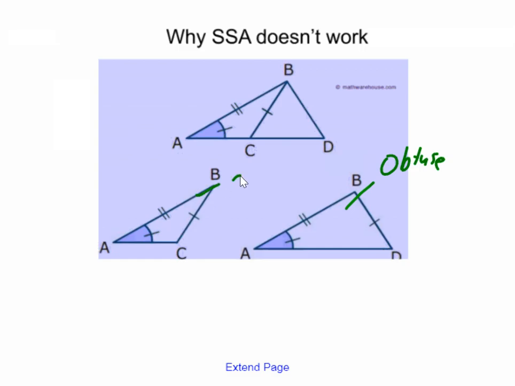and this one is acute. So the BC could be here or here. So side-side-angle doesn't work. And if you spell it the wrong way, and I won't spell it, but you can figure out that that's not a good word, and we would never want to say that out loud.